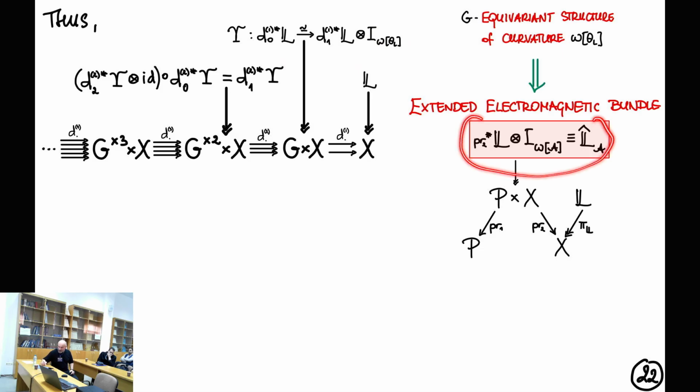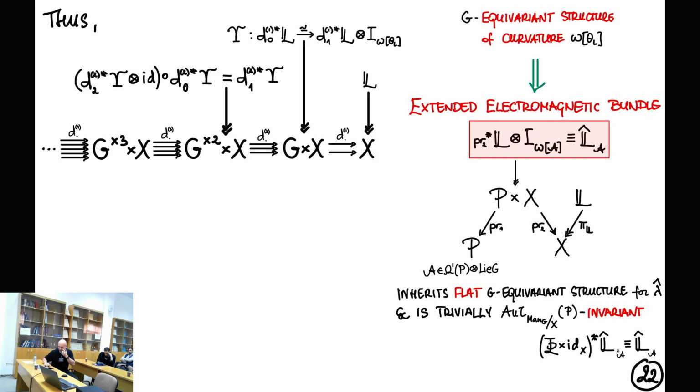But this one has such an equivariant structure with the correction equal to 0. And now we go back to the theorem, which says if you have a principal U1 bundle over the manifold on which the group acts freely and properly, as it does on P times X, and this bundle has an equivariant structure with the correction 0, then it's a pullback of a unique bundle on the quotient manifold.